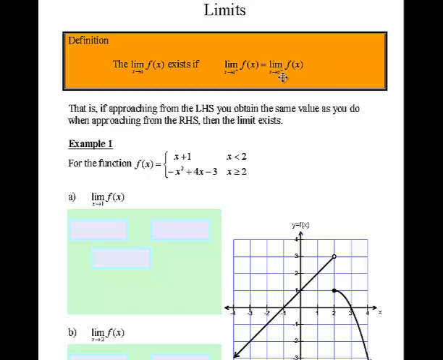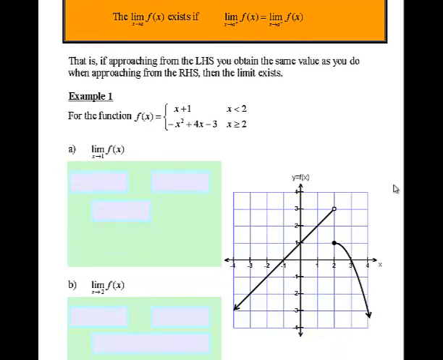Now, don't worry if that doesn't make sense to you at the moment. Hopefully it will do shortly. What we mean is that if you're coming from the left-hand side, that's the negative side of a, you obtain the same value as you do when approaching from the right-hand side. Then the limit exists. So let's take a look at a couple of examples here.